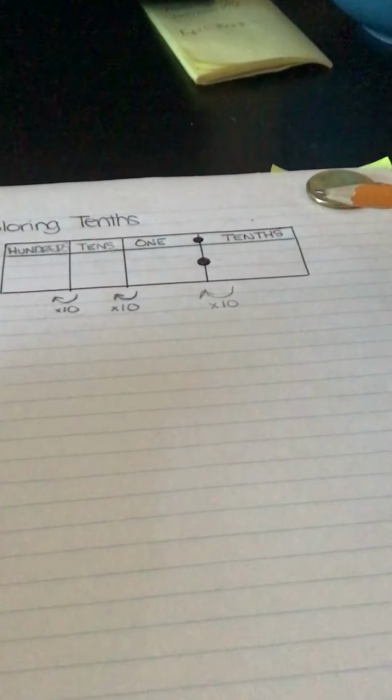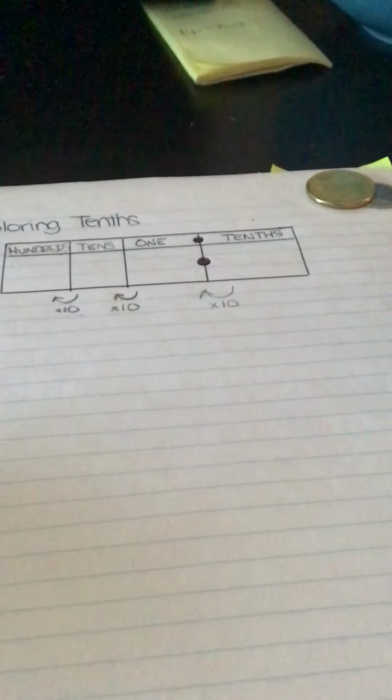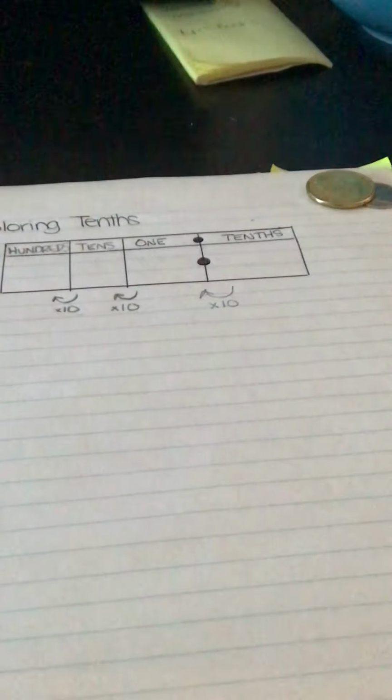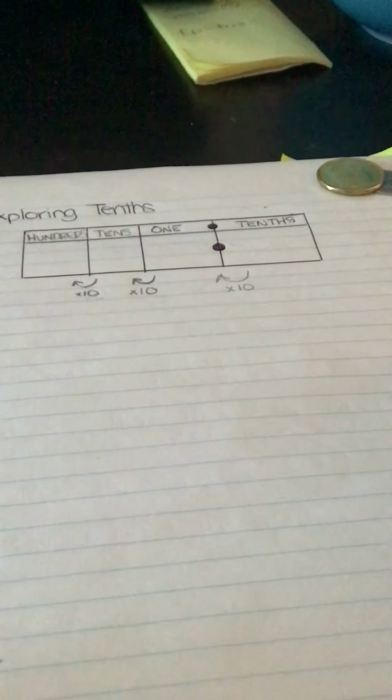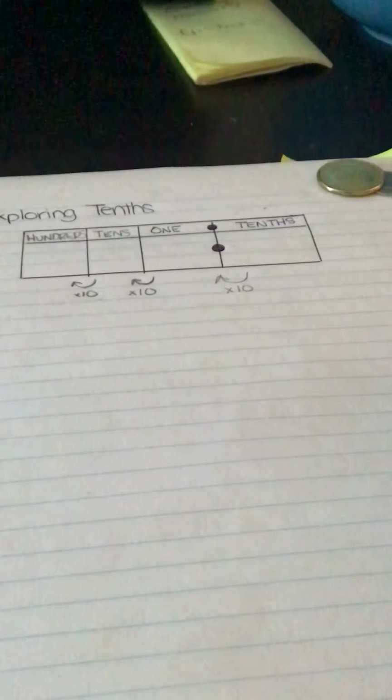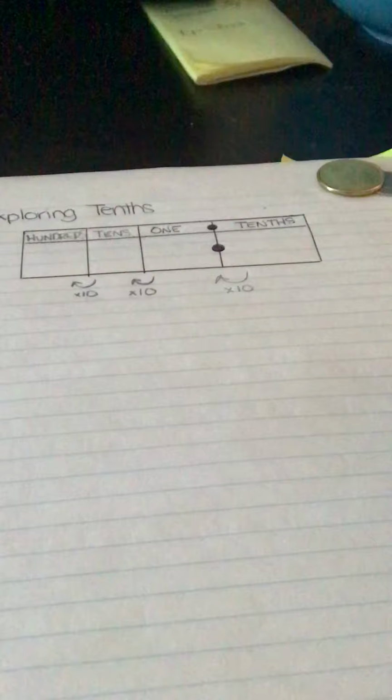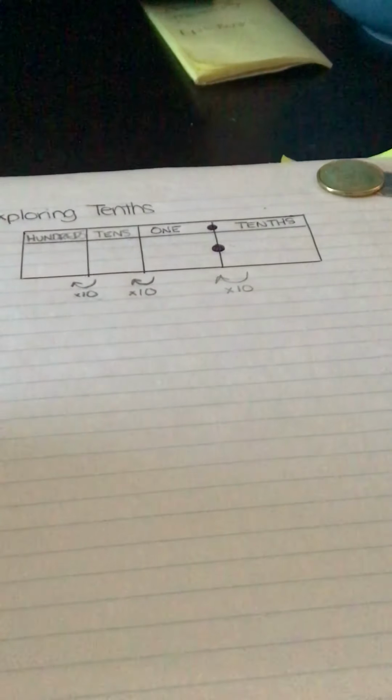So that's our place value chart, but let's go into an example to help us understand this a little bit further and the different ways that we can represent decimal place values. So I'm going to start with the fraction 3/10.